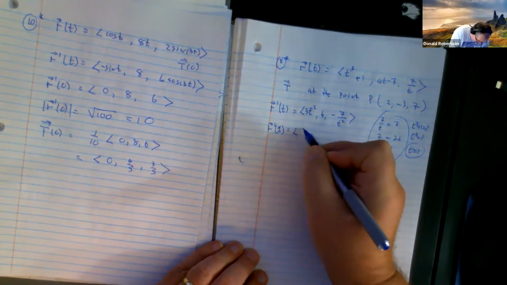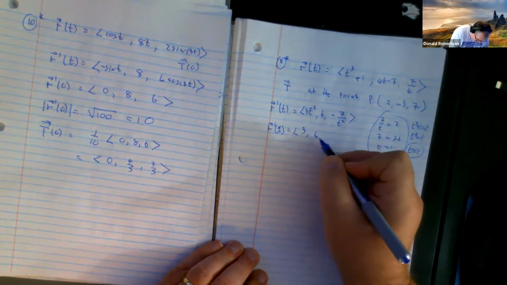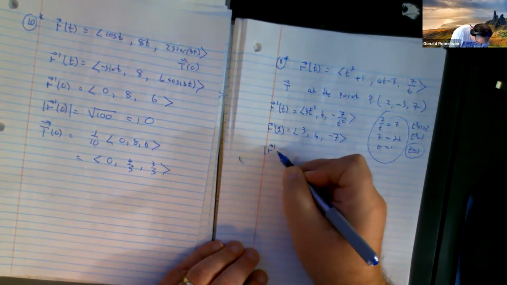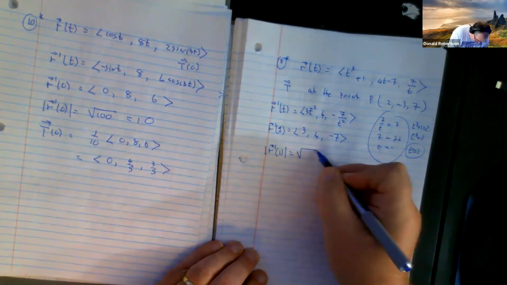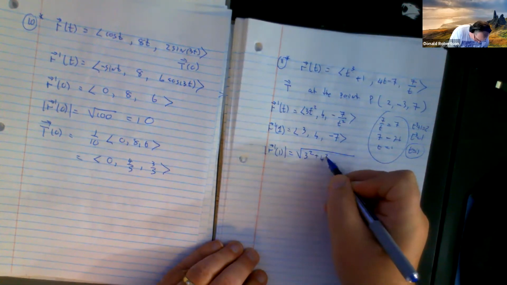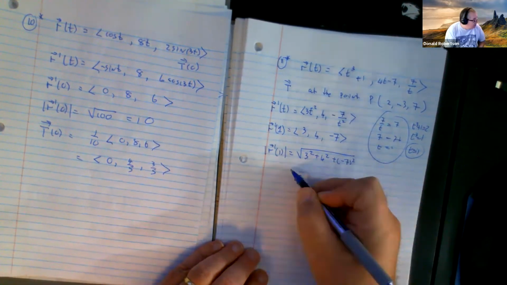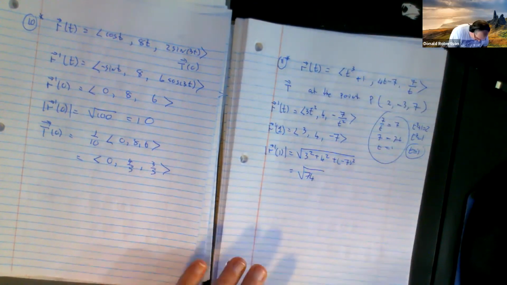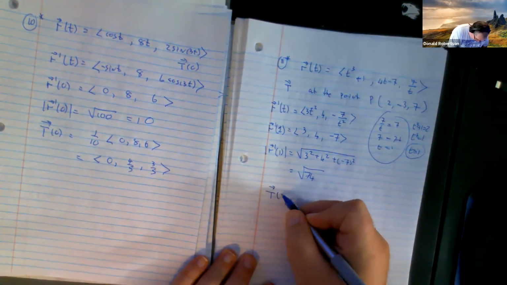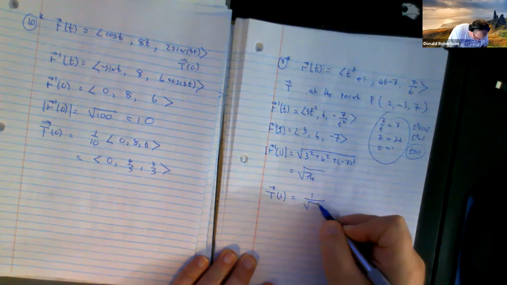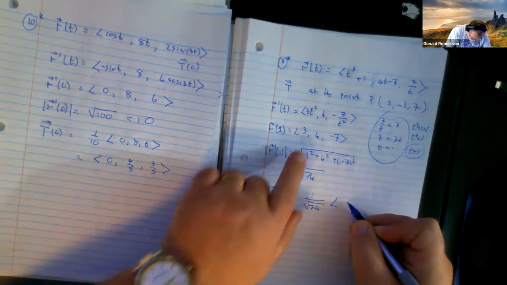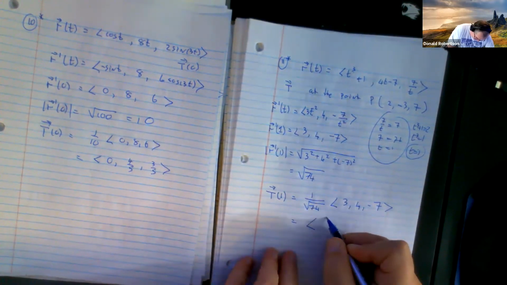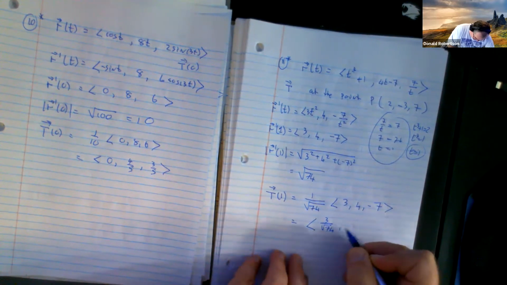Now we can do the value of the derivative at 1. So that's 3, 4, and -7. Now we can get the magnitude of it at 1. And that's going to be 3 squared, add 4 squared, add -7 squared. And they're telling me, because I can see the answer over here, that it's the square root of 74. So the unit tangent vector at 1 is that fella, 3, 4, -7, over the square root of 74.